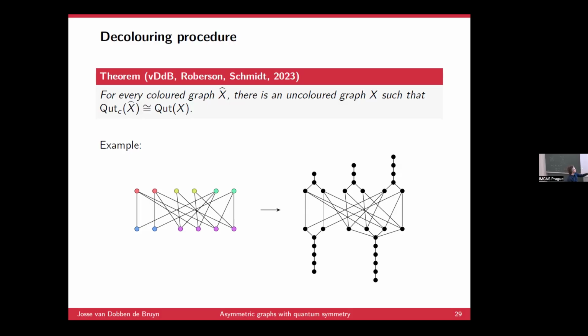And then in the quantum setting, it's trickier to show that actually the gadgets work. So maybe not everything you can do classically works in a quantum setting, but we show that there's some way to do these gadgets so that you decolor and the quantum automorphism group is preserved.